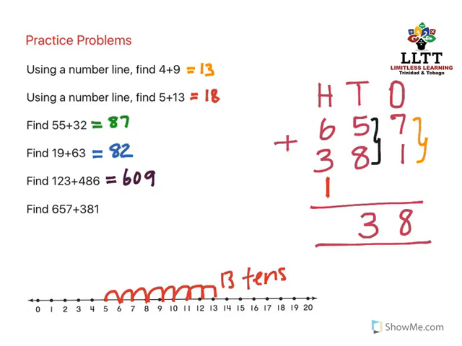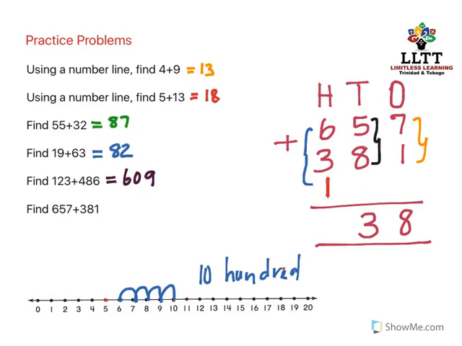And now lastly, I'm going to add my hundreds section. Right, so for the hundreds column, I'm adding 6, 3, and an extra 1. So I start off at 6. I move 3 to the right. 1, 2, 3. And then I move 1 more. So I end up with 10. And these are 10 hundreds.